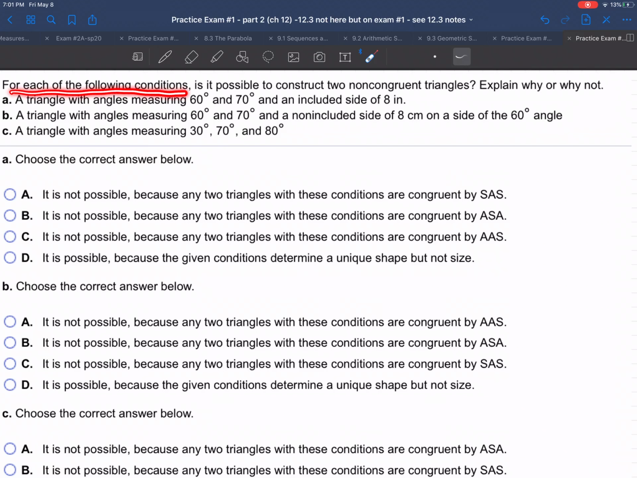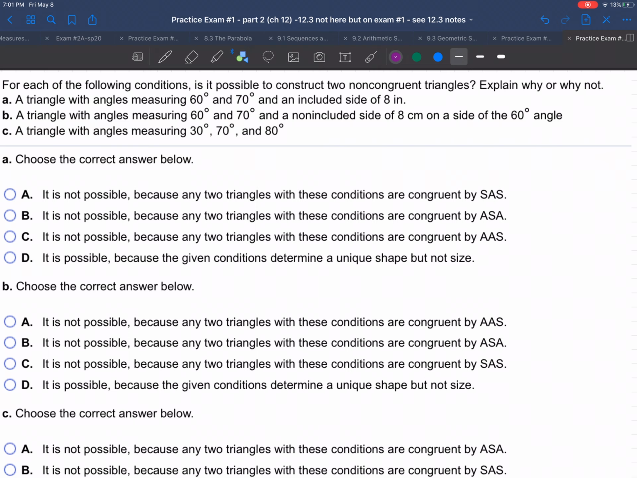For each of the following conditions, is it possible to construct two non-congruent triangles? Explain why or why not. So part A: a triangle with angles measuring 60 and 70 and an included side of 8. So let's try it out here in part A.